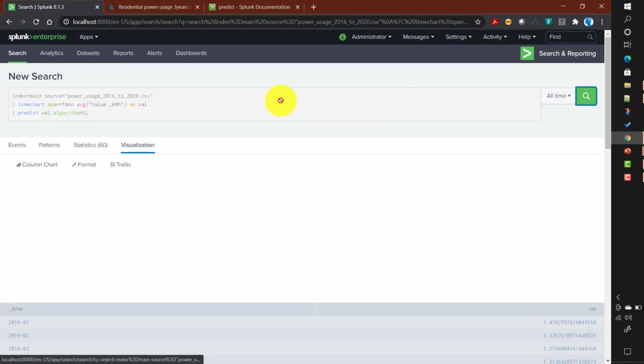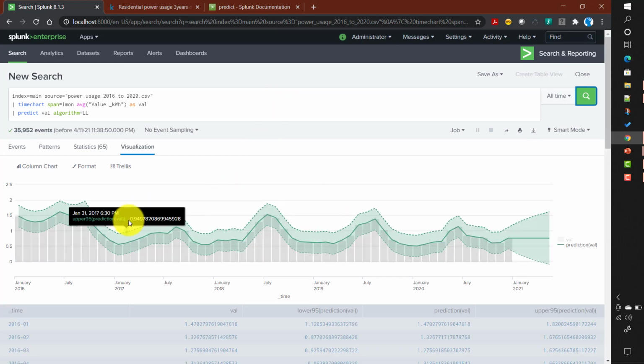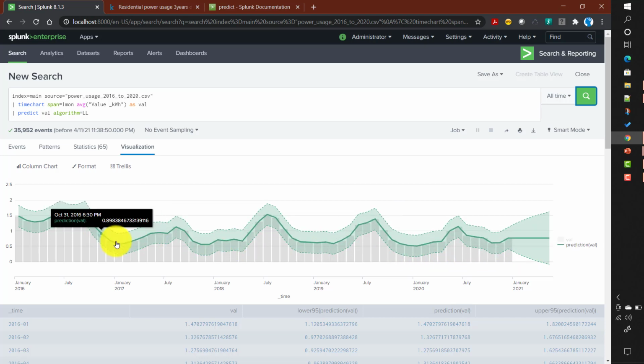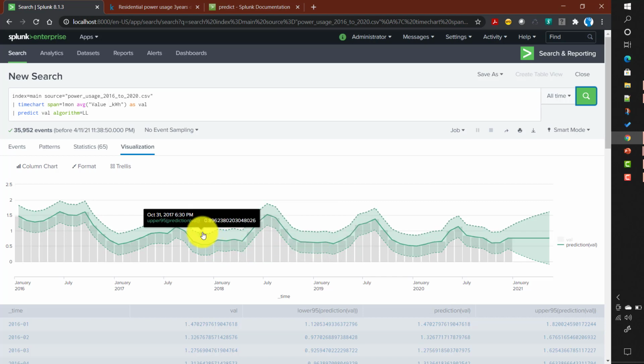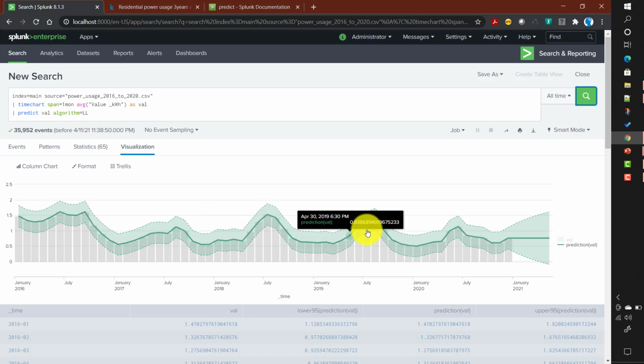If I just run this, let's see how it predicts something. If you see it, it has created 3 lines. For existing values, it tries to go through them and model them, and the upper and lower values are the upper 95 percentile and the lower 95 percentile prediction values. As I was showing in my first slide, apart from the actual prediction, it also calculates the upper percentile and the lower percentile as well. Now, by default it has predicted for 5 months, because that's the default value it predicts.